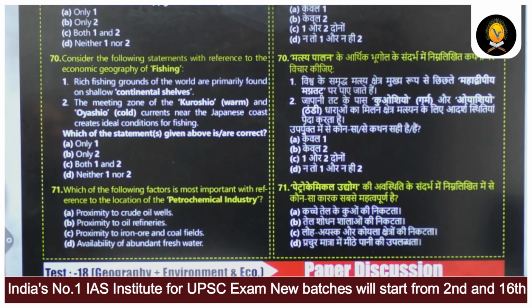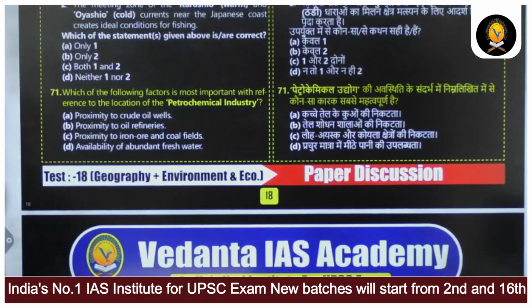Consider the following statement with reference to the economic geography of fishing. Rich fishing grounds of the world are primarily found on the shallow continental shelf, correct. The meeting zone of the Kuroshio and Oyashio currents near the Japanese coast creates ideal conditions for fishing, correct. Both are correct.